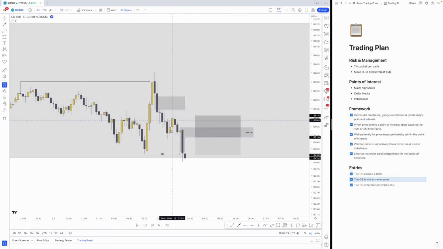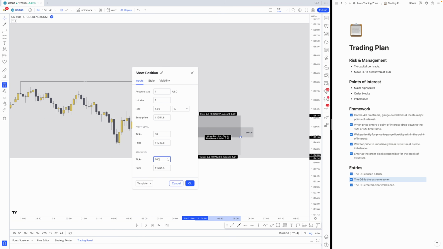So that's why I'm focusing on this right here as the bearish leg and this order block as the extreme zone in that leg. So I'm going to keep the stop loss at the high of that candle, which is about 10 pips. I'm just going to go ahead and round it up to 10 pips.